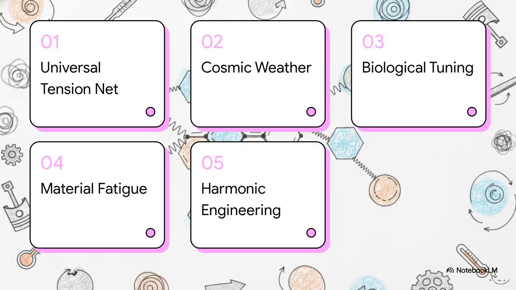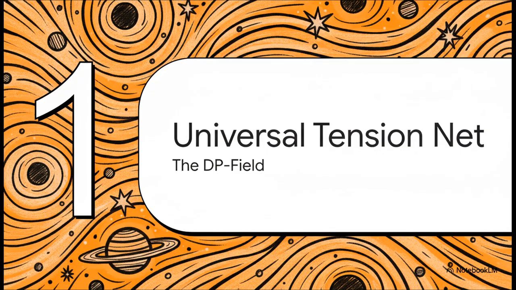We've got 5 main stops on our agenda today: the universal tension net, cosmic weather and resonance, biology as structural tuning, material fatigue and memory, and we'll wrap up with the future of harmonic engineering. Let's jump right in. Section 1, the universal tension net.